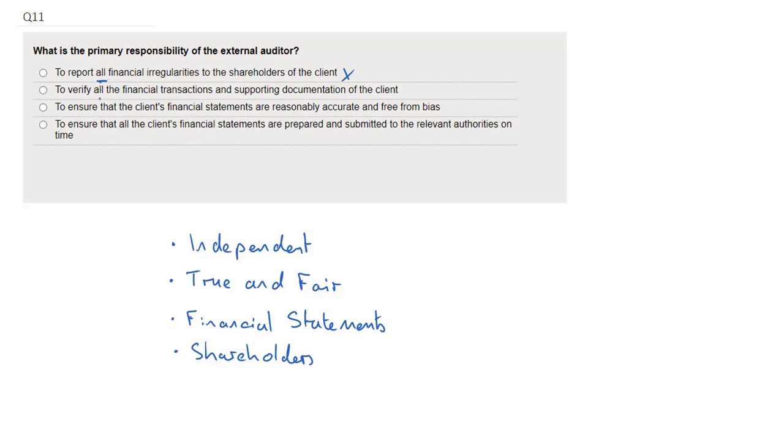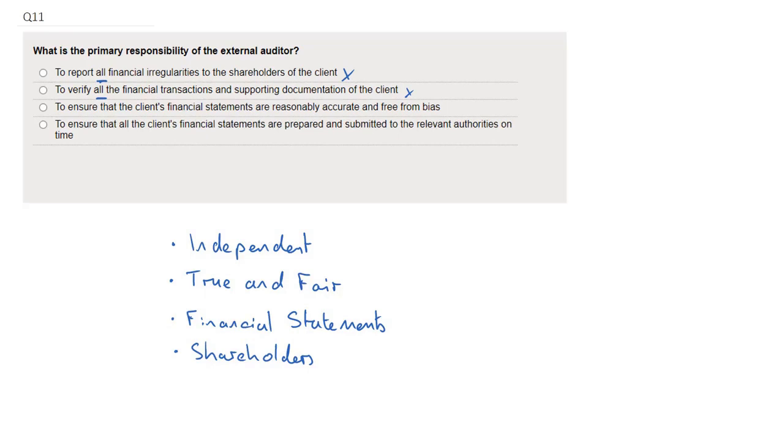The second one I can rule out in a very similar way. To verify all the financial transactions and support and documentation of the client. Well, that's just impractical and impossible, realistically, for any large client. An auditor will verify transactions to ensure that the financial statements are true and fair, but they won't verify everything.